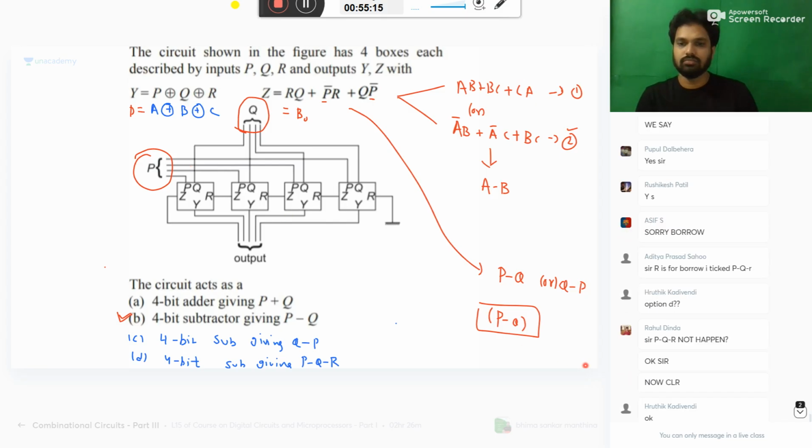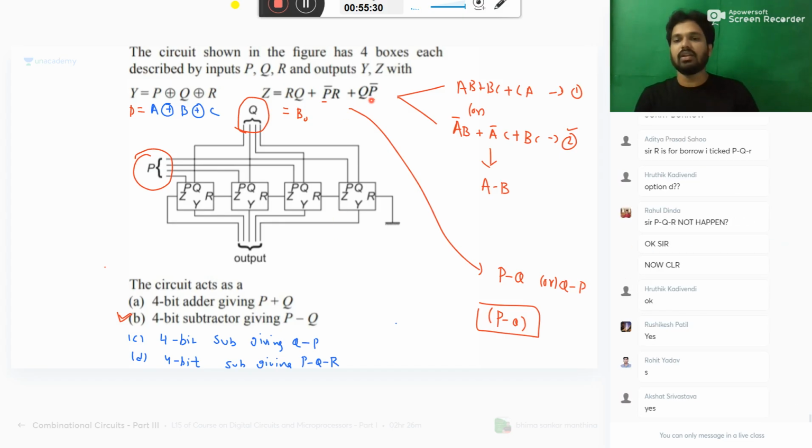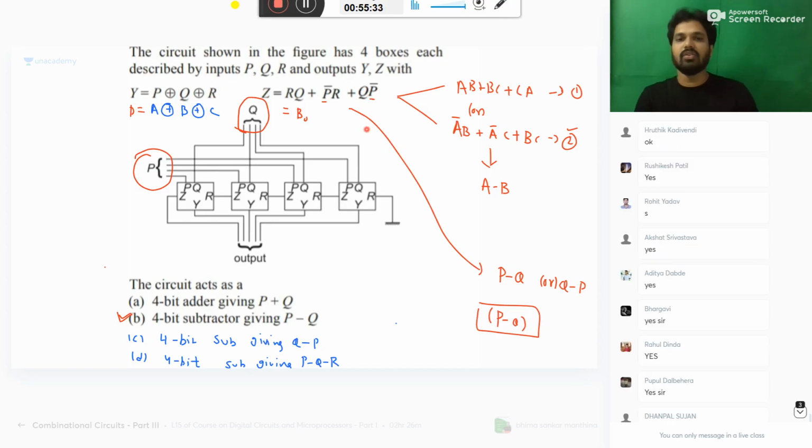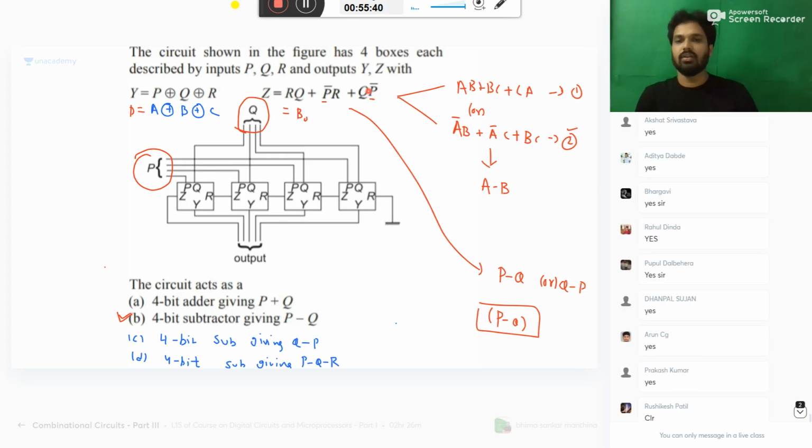So Nidhi, please ask your doubt. If anyone has a doubt, please understand first. Does everybody understand it is a subtractor, yes or no? It's not an adder, it's a subtractor. And now see, where you have bar, that minus the other. Simple rule. You should remember these expressions: A bar B plus A bar C plus BC is A minus B. So compare with that; it is P minus Q. That's all.